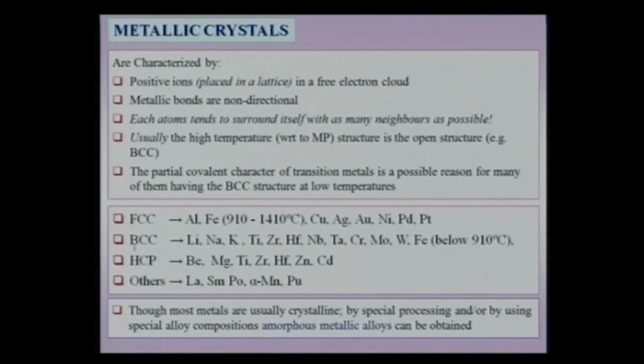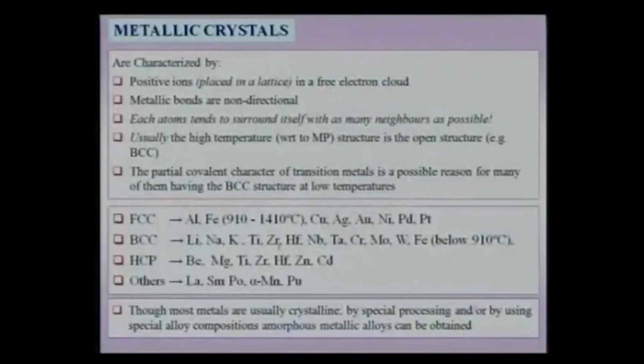The other close packed structure which metals tend to form is the hexagonal close packed structure, for example beryllium, magnesium, titanium, zirconium, hafnium, zinc, etc. There are other lesser found crystals, and we will take up a few of these examples later on in the chapter. For instance, polonium forms a simple cubic structure, which is a rare example because typically metals do not form simple cubic structures, they more likely form one of these other structures. Manganese can form more complex structures.